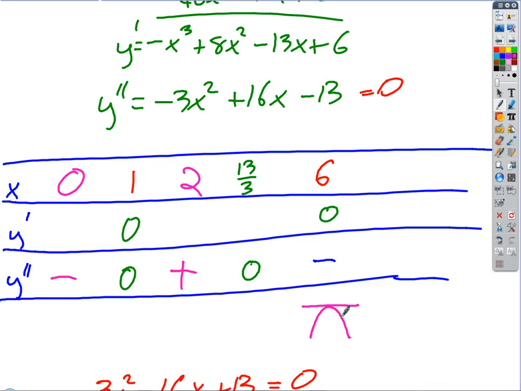Minimum. This one was indeterminate, right? Because we had critical numbers. One was a critical number of the first and the second derivative, so it could have gone either way. Turns out, because the concavity switches, it's an inflection point.